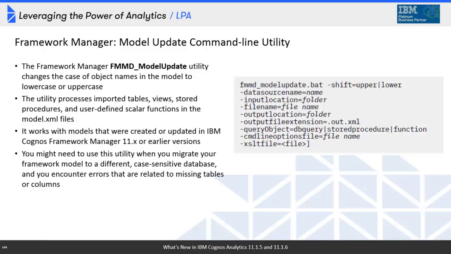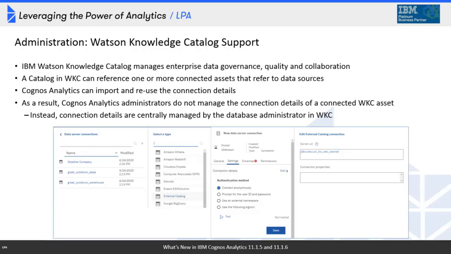This utility goes through and allows you to specify that we change tables, views, stored procedures, user-defined functions, and so on to a single case. So it's command line. It's specifically for the purpose of changing the case of the items in the Framework Manager model. And again, the example that IBM gives as to why you might need to do such a thing is when you migrate your model to a different database, you might encounter errors that are related to missing tables or columns that are not missing, but they're not recognized because they're a different case than the new database. So, new utility there. Two last things with R6.